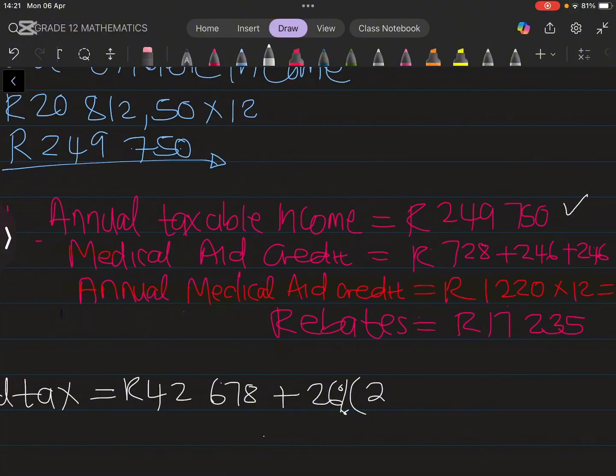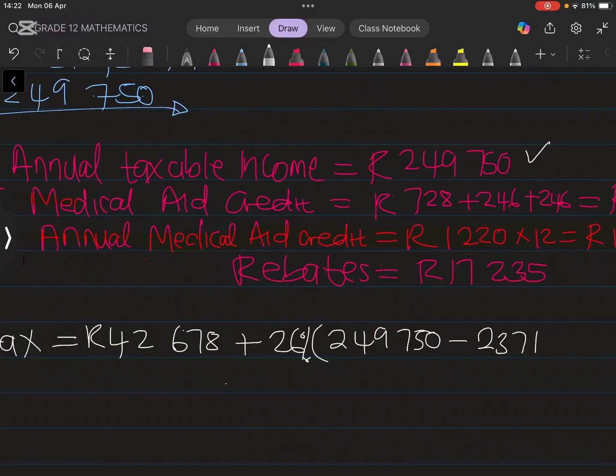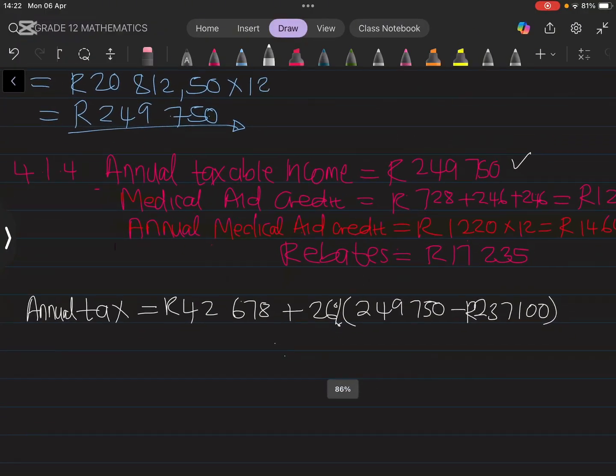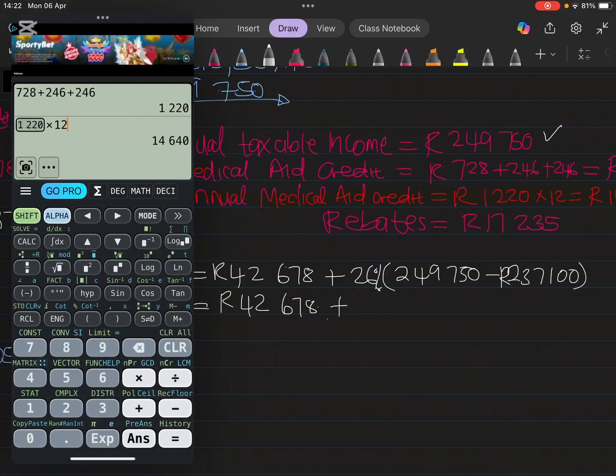Then you take Mr. Mitchell's taxable amount, which is 249,750, and then we subtract the bracket threshold, which is 237,100. So we have 42,678 plus 26% of 249,750 subtract 237,100, which is 12,650.